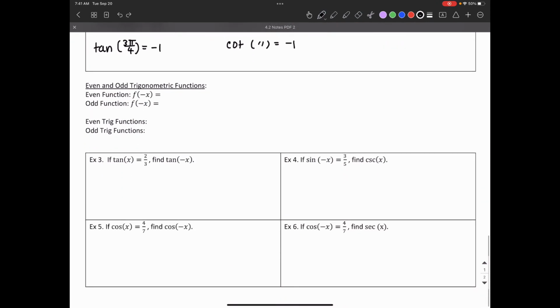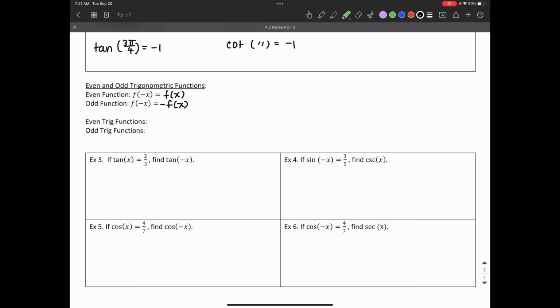All right, the last thing I'm going to talk about is even and odd trig functions. We've talked about even and odd functions before. It's the same thing here. If I have an even function, that means that if I plug in negative x into the function, I'm still going to get out f of x, the original thing that I started with. So if I plug in negative x, it's still going to be the same as plugging in positive x. If I plug in negative x into an odd function, it's actually going to give me the opposite y value, or the opposite of the original function.